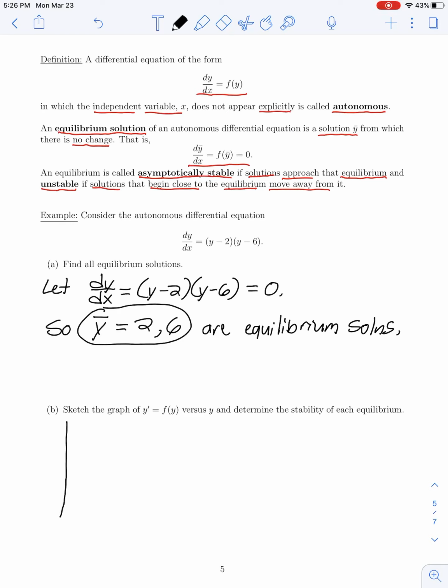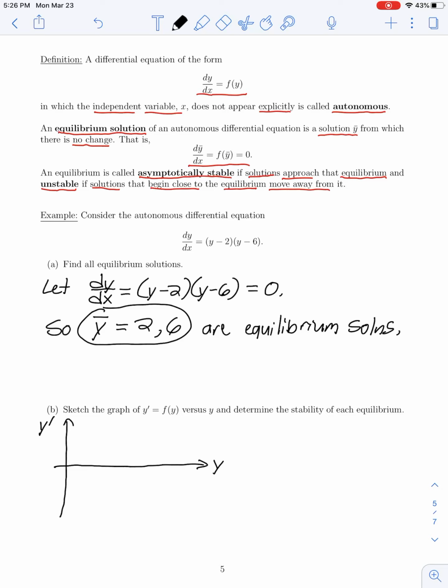So here our graph is going to be a little different from what we're used to considering. Rather than graphing our derivative, y prime, as a function of x, well, since this is an autonomous equation, y prime doesn't depend on x. It's defined in terms of y. So here our horizontal axis will be the value of y, and our vertical axis is y prime, or our derivative.